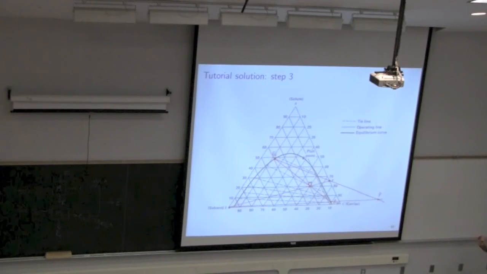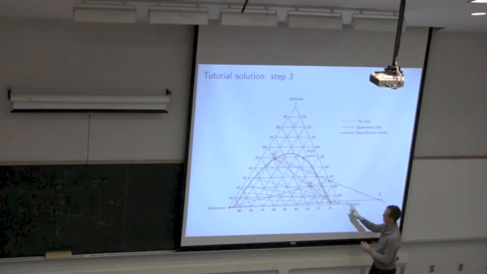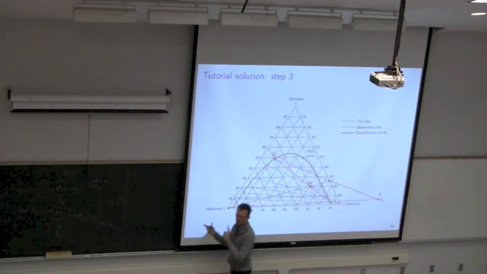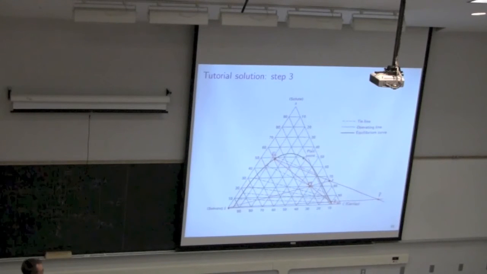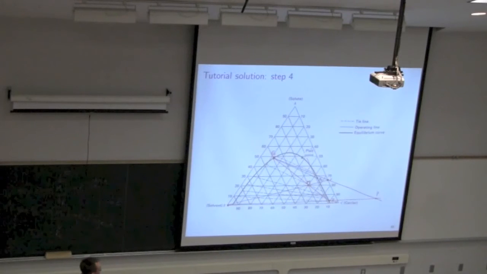Okay, so sometimes that point P will be on the right-hand side of the triangle, sometimes it will be on the left, just depending on whether you've got solvents and carriers flowing around. So P is not guaranteed to always be up there on the right. Okay, and then you just begin your stepping approach. So last time people stepped down, some people found five stages, some people found six. Is that what most got? Five or six stages? Okay.